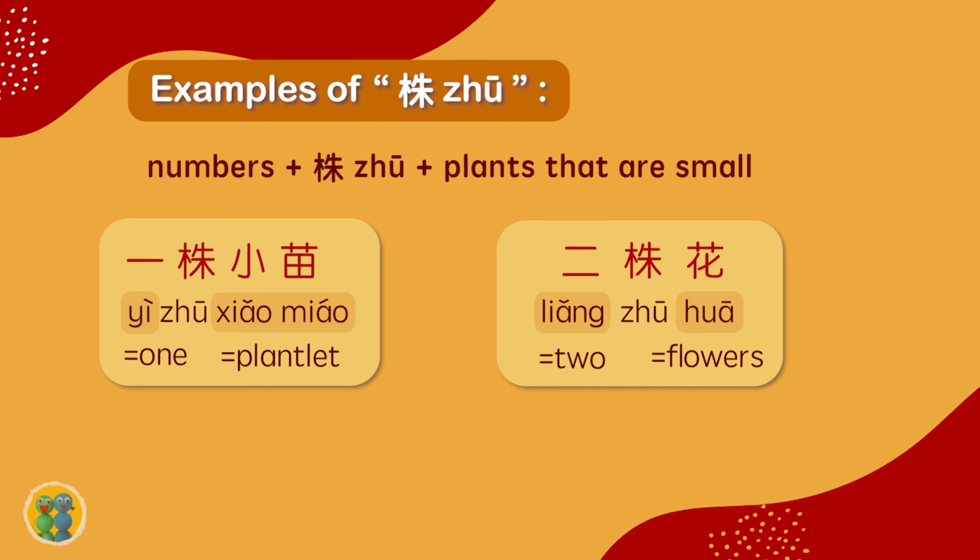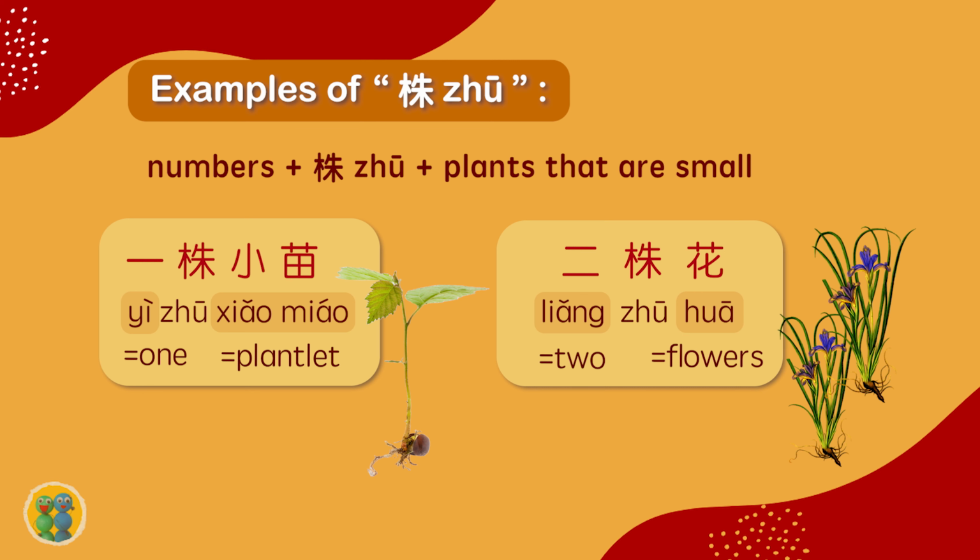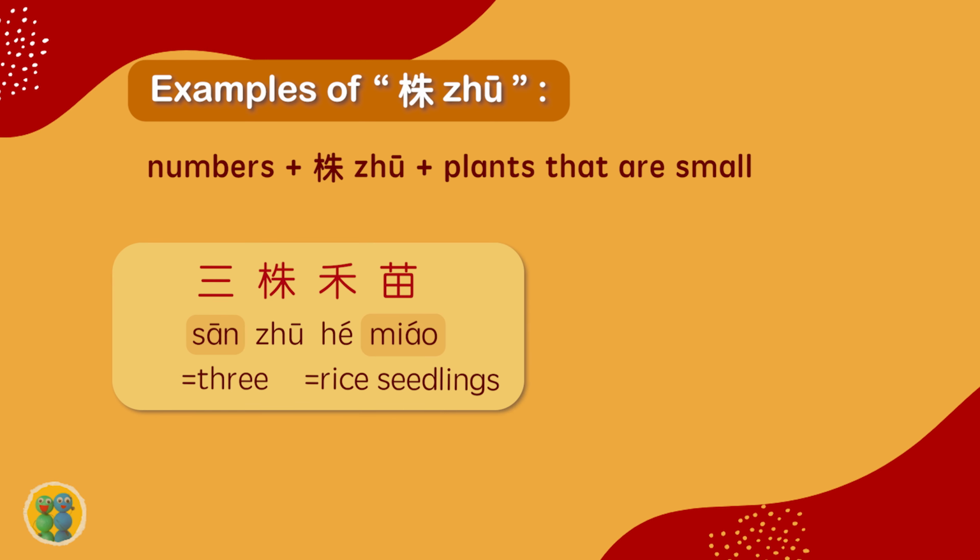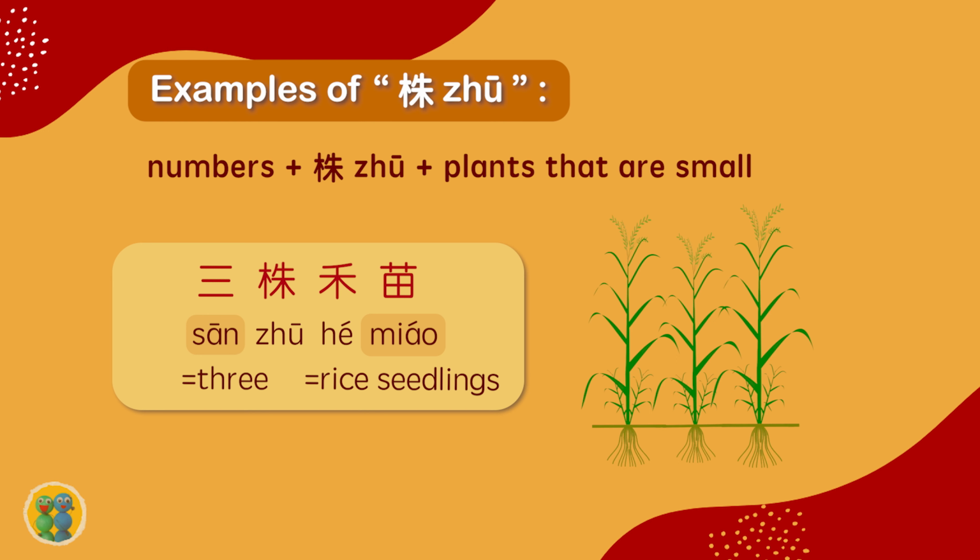Examples: 株 is used for plants that are small. 一株小苗: 一 means one, 小苗 means plantlet. 两株花: 两 means two, 花 means flowers. 三株禾苗: 三 means three, 禾苗 means rice seedlings.